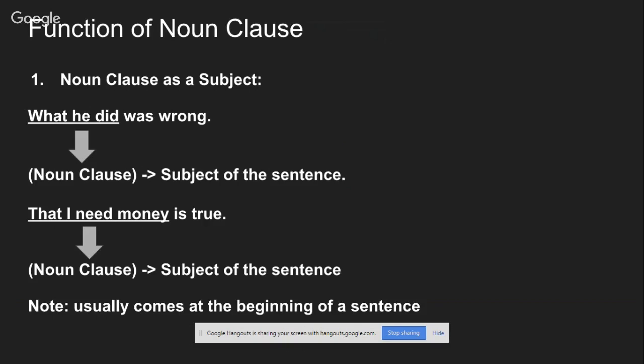And the second example is, that I need money is true. So that I need money is a noun clause, and it's also the subject of the sentence. You can see the marker here, what, and the marker here, that, which is necessary to use for a noun clause. Okay, go to the next slide.